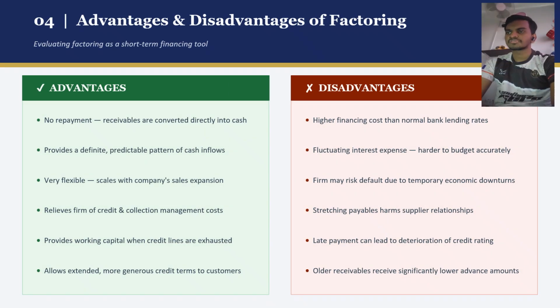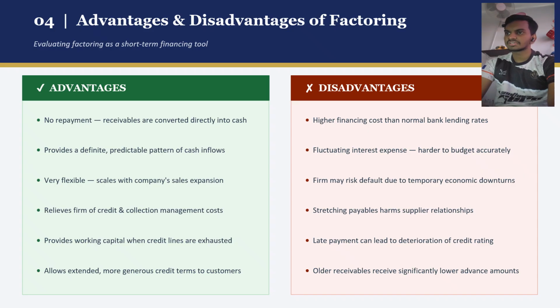Advantages and disadvantages of factoring. Advantages: no repayment, as receivables are converted directly into cash. It provides a definite, predictable pattern of cash inflow. It is very flexible and scales with the company's sales expansion. It reduces the firm's credit and collection management costs. It provides working capital when credit lines are exhausted. It allows the firm to extend more generous credit terms to customers.